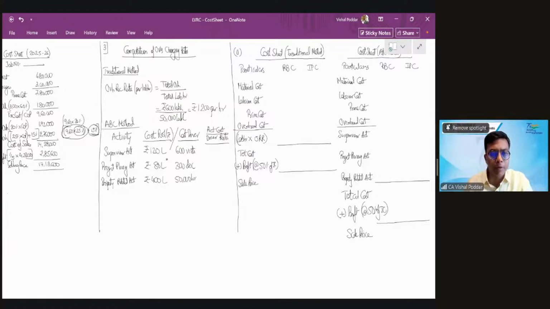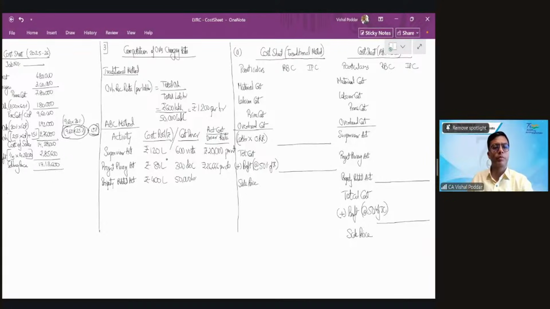So 120 lakhs divided by 600 visits gives me 20,000 per visit. Correct, students? Then you have 80 lakhs, which is divided by 300 documents. It gives me 26,666 per document. Please confirm, students.